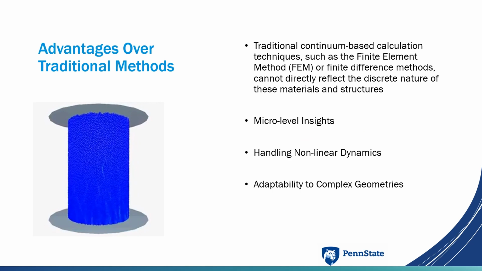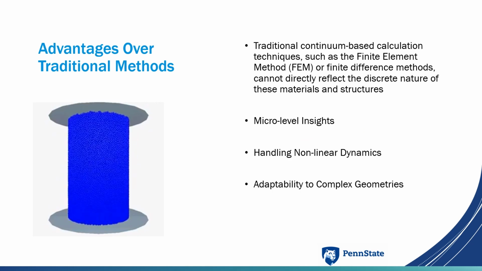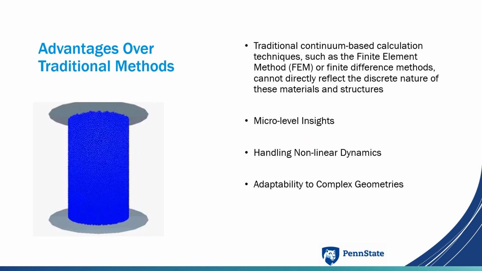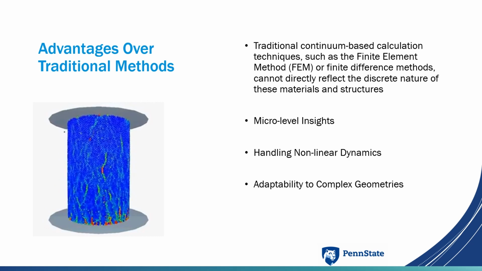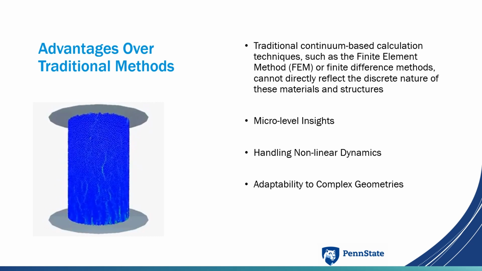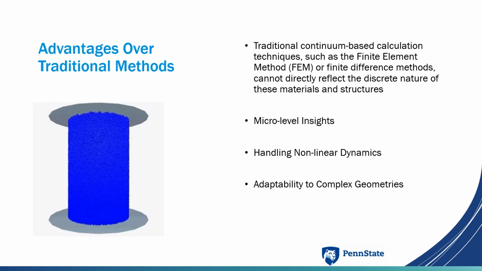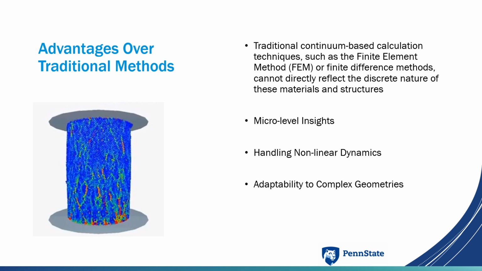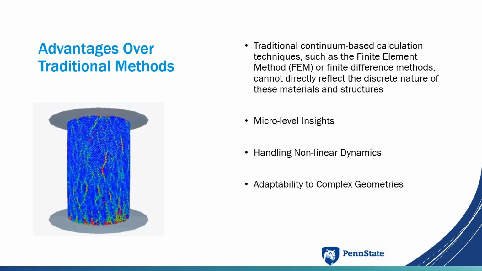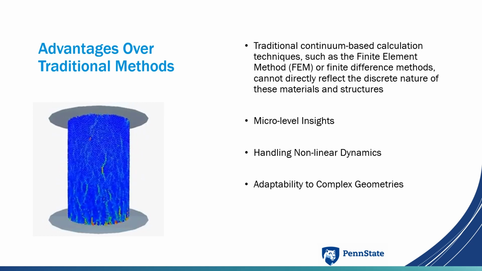The advantages of DEM over traditional methods are the micro-level insights. Unlike continuum-based methods that approximate materials as a continuous medium, DEM models the individual particles or elements, offering a granular level of insight. And this allows for an accurate representation of the behavior of materials like granular soils, powdered chemicals, or composite materials, where the interaction between individual particles significantly influences the overall mechanical properties.